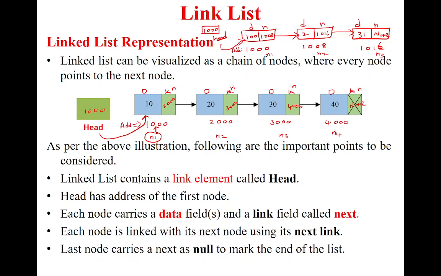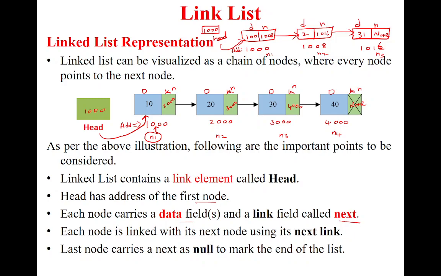And here some points are given. A linked list contains the link element called head. So every linked list has a link element called head. Head will have the address of the first node. Node carries the data. Data will have the numbers or some data. And the link field is called next. The link field is used to have the address of the next node. Each node is linked with the next node using the next link.